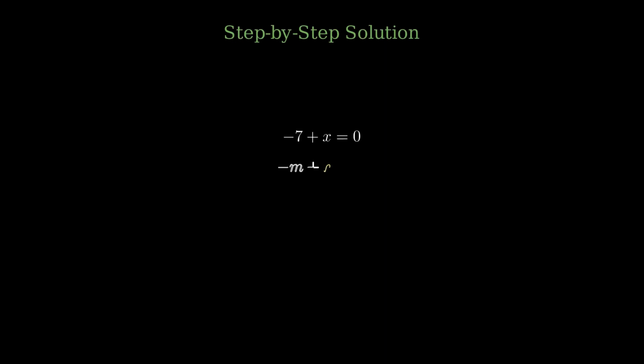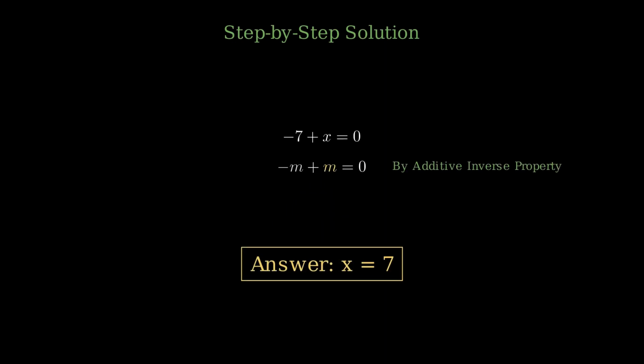Here is the solution. When we add a number to its additive inverse, the result is always 0, which is the additive identity. Since the given number is negative 7, its exact opposite partner is positive 7. Therefore, x must be equal to 7.